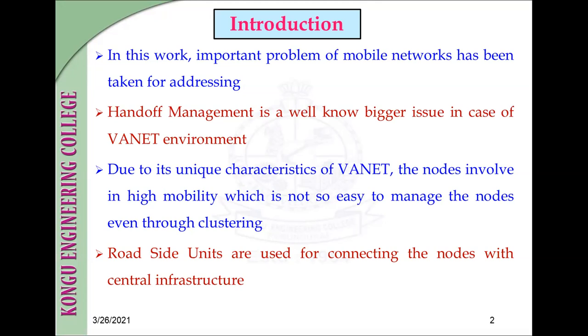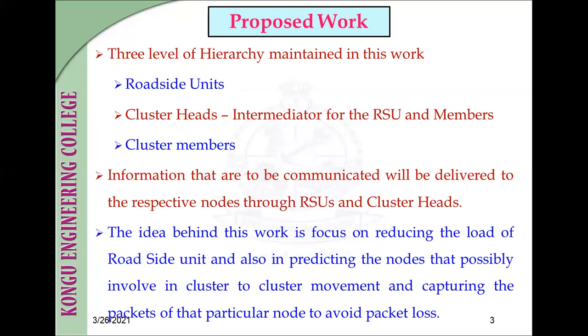The roadside units are used for connecting the nodes with the central infrastructure. The central infrastructure plays an important role, because it is a completely automated process. The central infrastructure has control over all RSUs on the road, and each RSU has a coverage of 1 to 1.5 kilometers; vehicles traveling in this distance are monitored by that RSU. So it's a hierarchical level of control, and three levels of hierarchy are maintained in this work: the roadside unit, the cluster head, and the cluster member. Cluster heads act as intermediaries between the roadside unit and the cluster members. The information communicated is delivered to all respective nodes through RSUs.